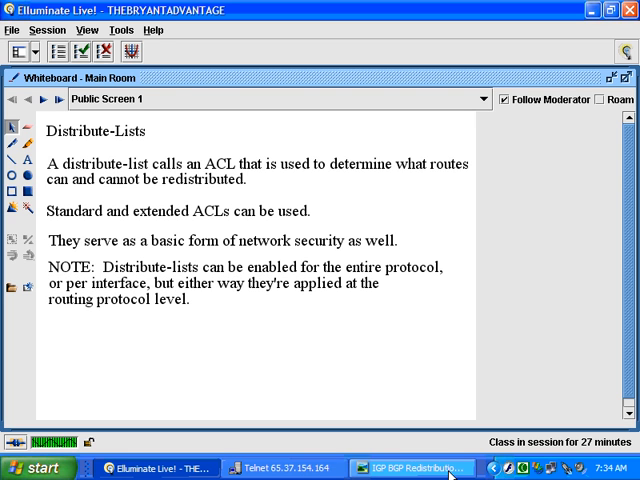Again, I wouldn't throw my PIXs out if I were you, or my other firewalls. But what you can do in this situation, let's say you had 10 routes that you were bringing in from an OSPF domain and putting them into an EIGRP autonomous system.